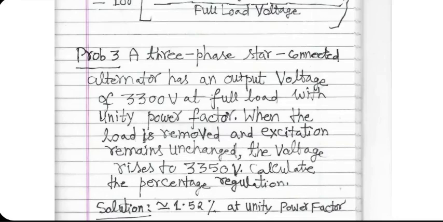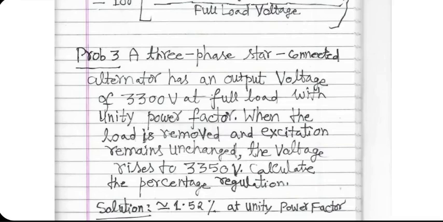Power factor is 1. When the load is removed, that means you have open circuit, and excitation, that means the field current, remains unchanged. So phi remains unchanged. The voltage rises to 3350. Calculate the percentage regulation. So no load voltage is 3350 volt. Full load voltage is 3300 volt.